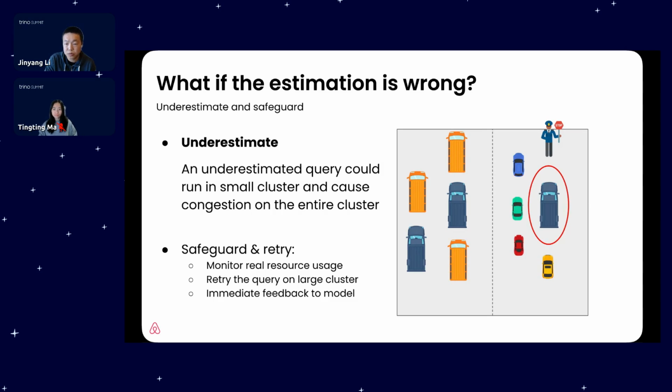When we underestimate the query resource, which means a large query is predicted as a small one, running a large query on a small cluster is not a good thing. It could easily hold the majority of the cluster resources for a very long time and impact all the other small query execution. To avoid this issue, we added real-time monitoring of query resource usage. If a query exceeds the allowed resource limit, we will stop the execution, take it out, and rerun it on the large cluster.